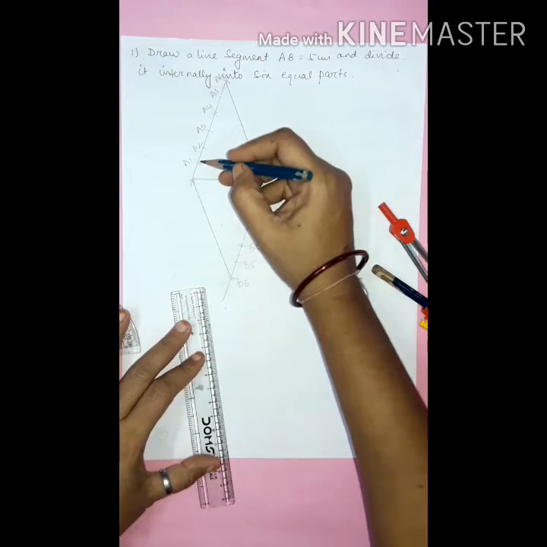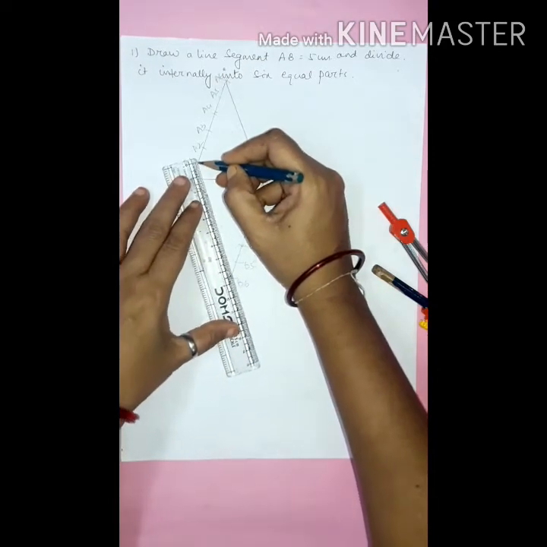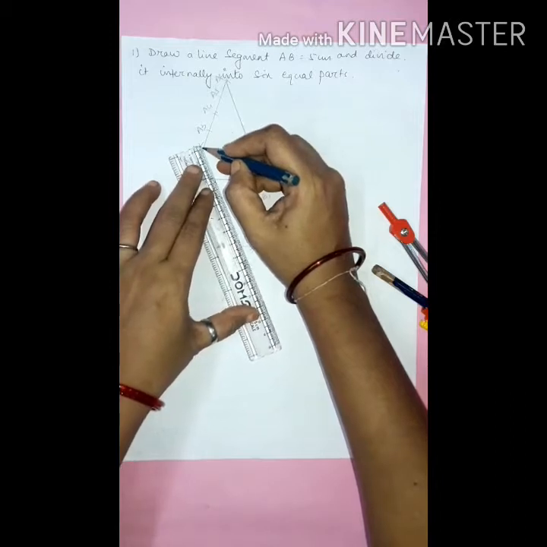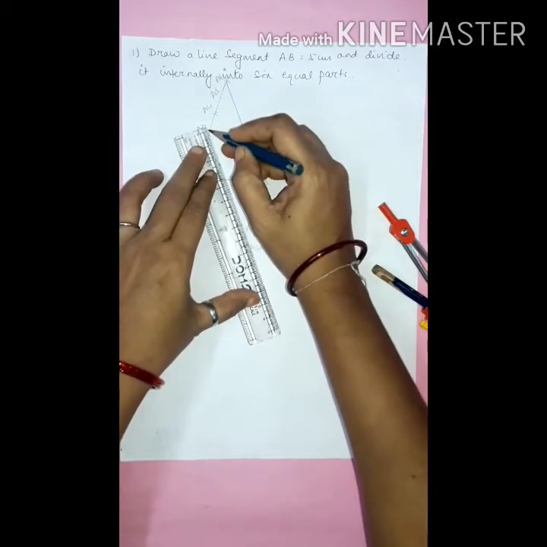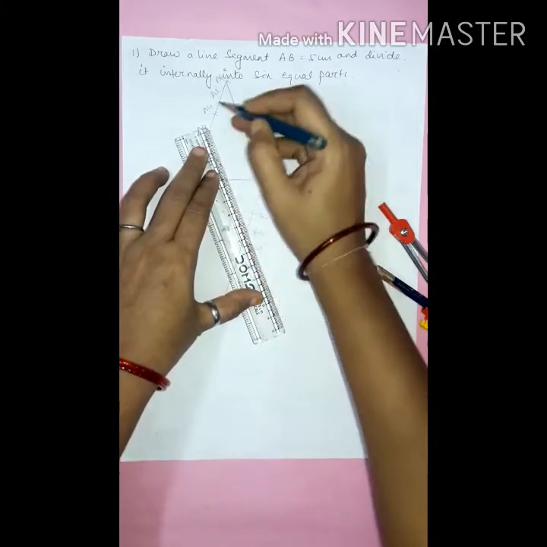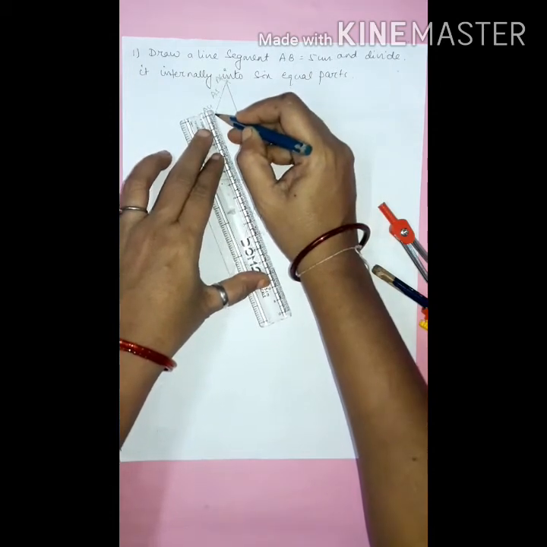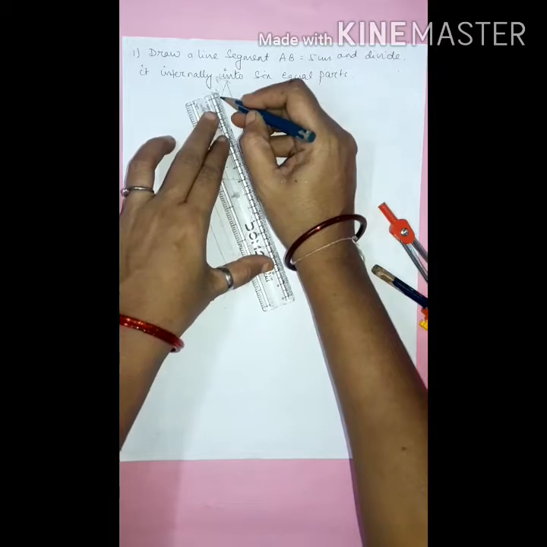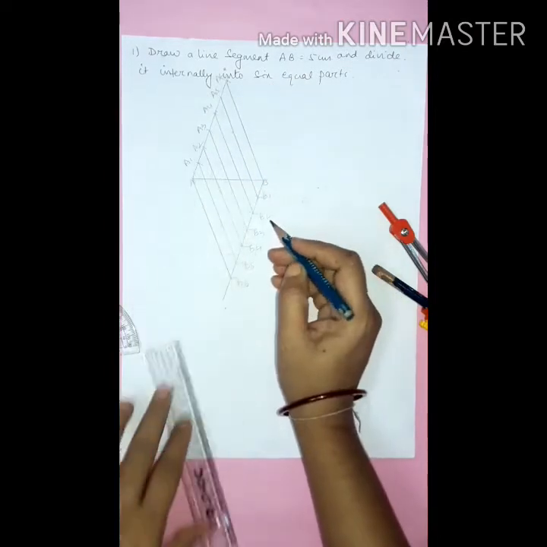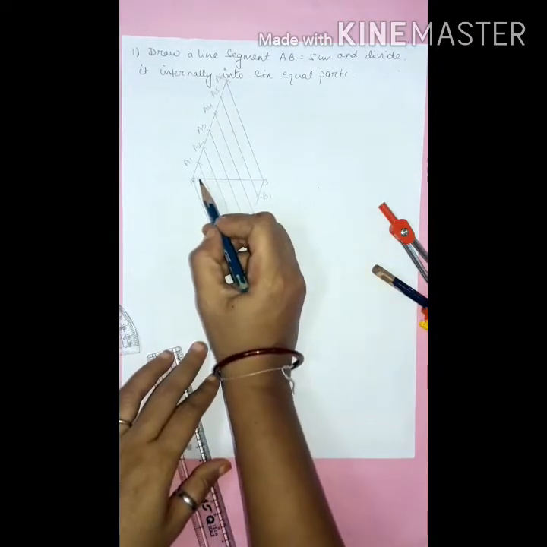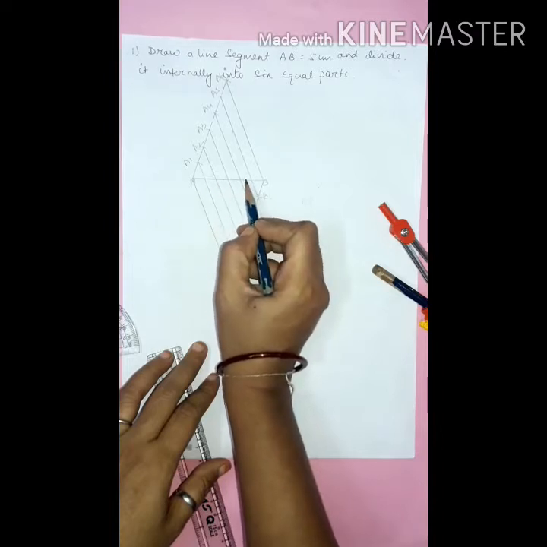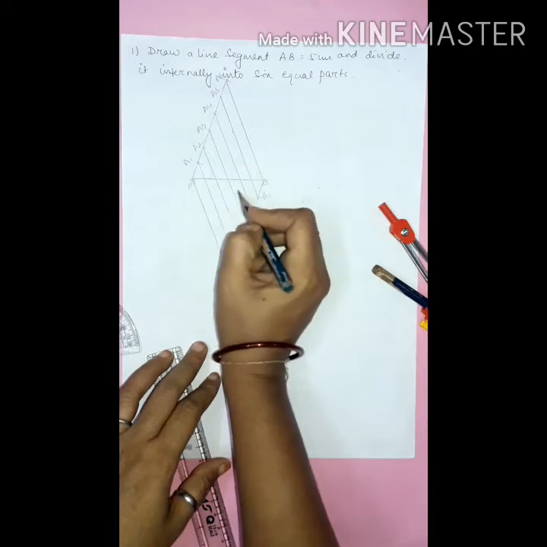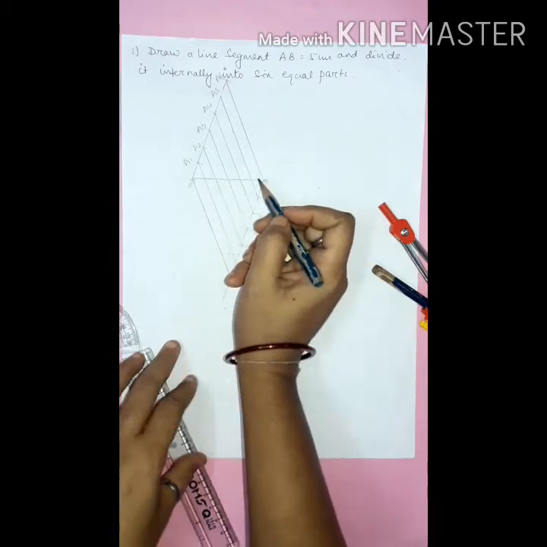Now what happens here? Here A1 to B5. Join like this. Next A2 to B4. Next A3 to B3. Next A4 to B2. Next A5 to B1. See how many parts it happens? 1, 2, 3, 4, 5, 6. The line is internally divided into 6 parts. These 6 are equal parts.